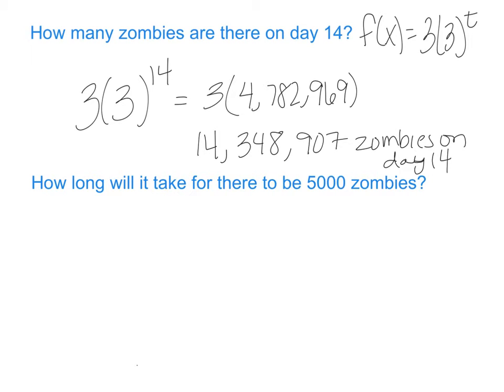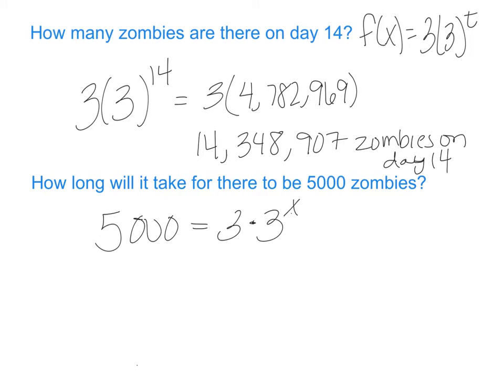So now the next thing we look at is how can we decide or figure out how long it takes for there to be 5,000 zombies. So we're looking at solving this equation. 5,000 is equal to 3 times 3 to what power, x or t? And I want to know what x has to be to make that true. So we're going to use our guess and check method.